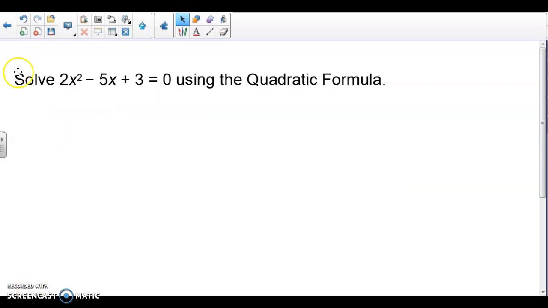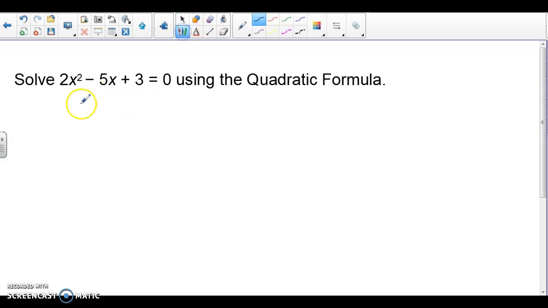So here it says solve this quadratic equation using the quadratic formula. If I had to choose, I guess you could choose graphing. I probably wouldn't choose factoring because it's not easily factorable. The a value is not 1. You can't solve using square roots. Completing the square, you'd have to do a bunch of work and you'd get fractions, so I'd probably want to stay away from that. So the quadratic formula is probably the best way to solve this problem.